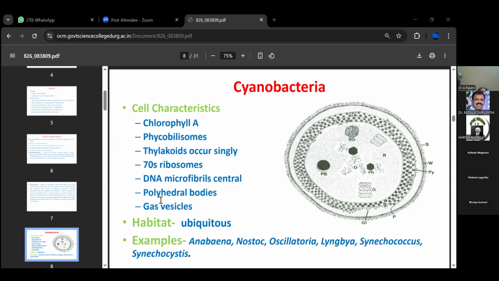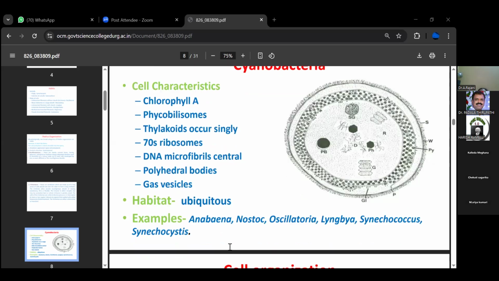There is no mitotic cell division in cyanobacteria. This is also very, very important. There are no mitotic divisions in cyanobacteria. The cells divide by fission or amitotic divisions. This is the cyanobacteria cell characters. And the habitat is ubiquitous, and examples are Anabaena, Nostoc, Oscillatoria, Lyngbya, Synechococcus and Synechocystis. These are examples of cyanobacteria.